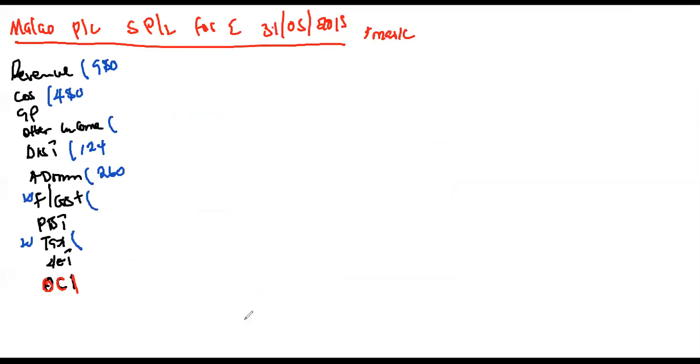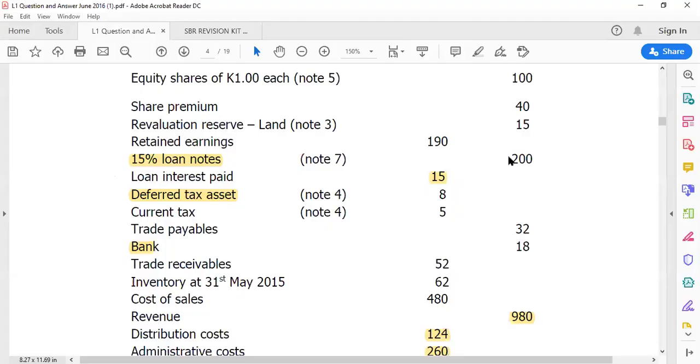So in finance cost, what you do, before you go anywhere, simply post that free mark there. They've told you that it is 15% loan notes. Have you seen? 15% loan notes. How much? 200. So what do you do here? Simply multiply 200 by 15%. Once you multiply 200 by 15%, how much are you getting?